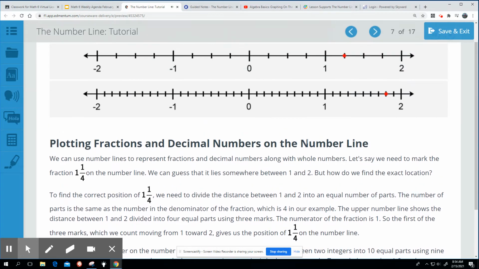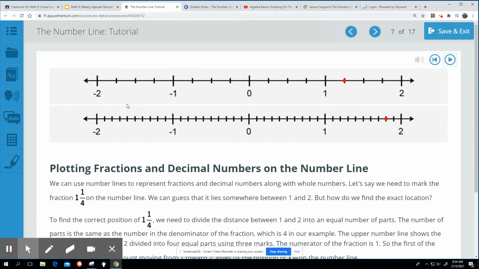Okay, so looking just at this first example, 1 1/4, we're using this upper number line. And so we know that there is one whole. That's that one number outside of the fraction part. So in a mixed number, we have the whole number part, and then we have the fraction part. So that whole number part tells us that we have a positive 1. But then we still have part of a whole that we need to figure out where it is. So we take that whole from 1 to 2, because we know it's between 1 and 2, and we divide that space into 4 equal parts.